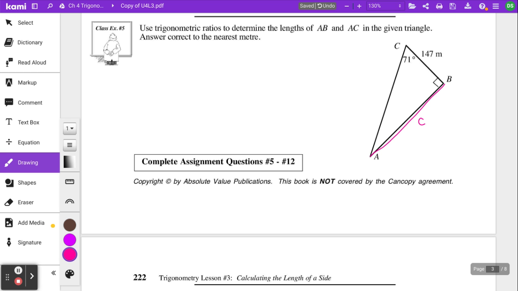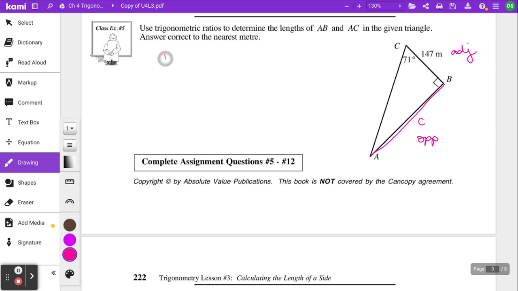Is it the opposite, the adjacent, or the hypotenuse? Opposite. Okay, 147, what is that? Adjacent, label it. Okay, label the two sides you care about. And now ask yourself, I have an angle, which trig function should I use? Tangent, opposite and adjacent, tangent.